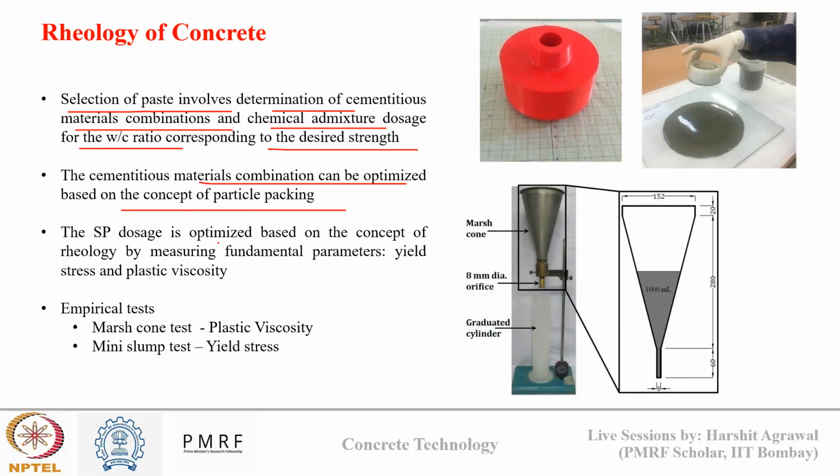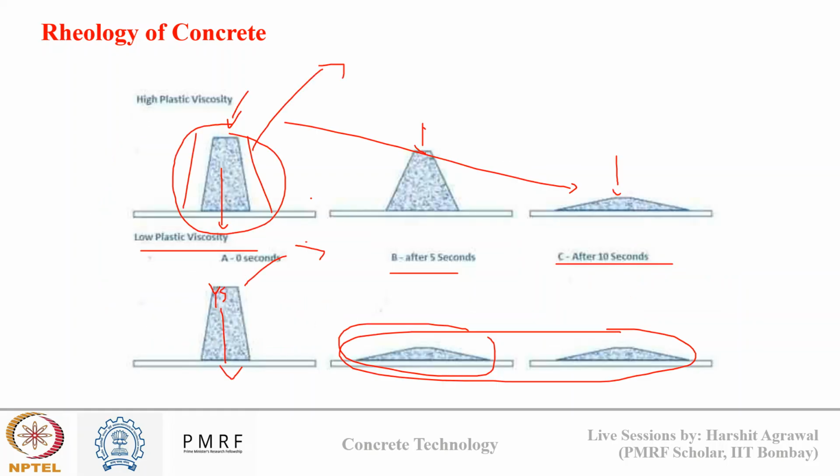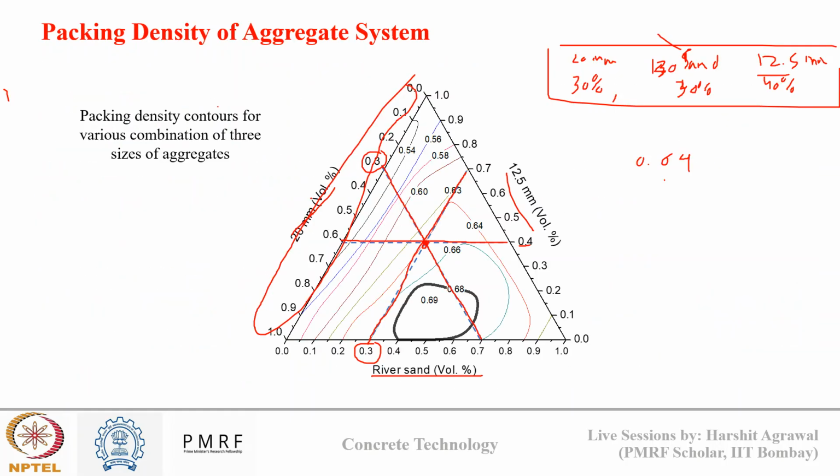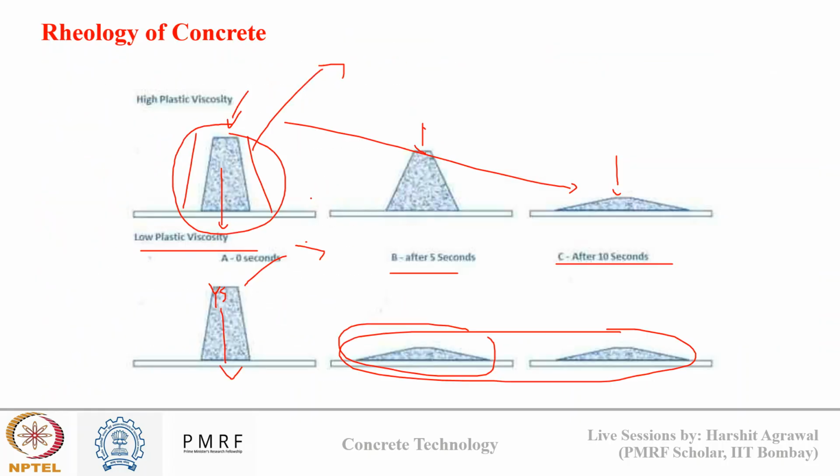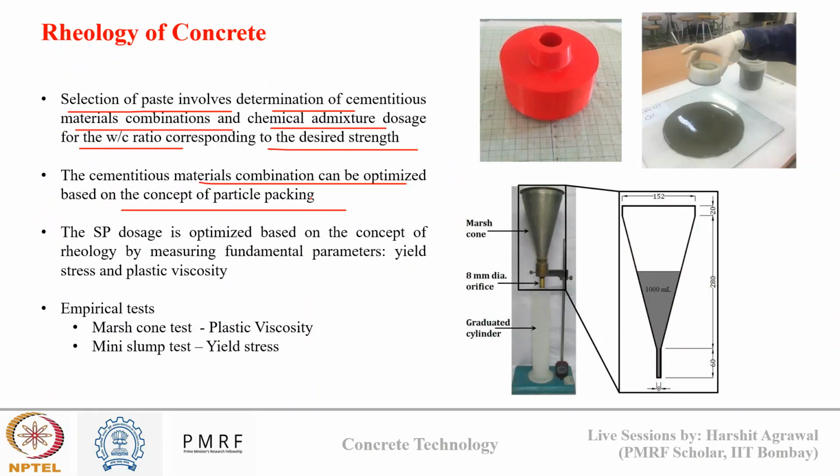However, SP dosage, we have seen this a few slides ago. In a similar way to how we have a contour map for aggregate, we can have a contour map for cement also, for different sizes of cement, where we can optimize the packing density of different cementitious material combinations. However, SP dosage is optimized based on the concept of rheology by measuring the fundamental properties, that are yield stress and plastic viscosity.